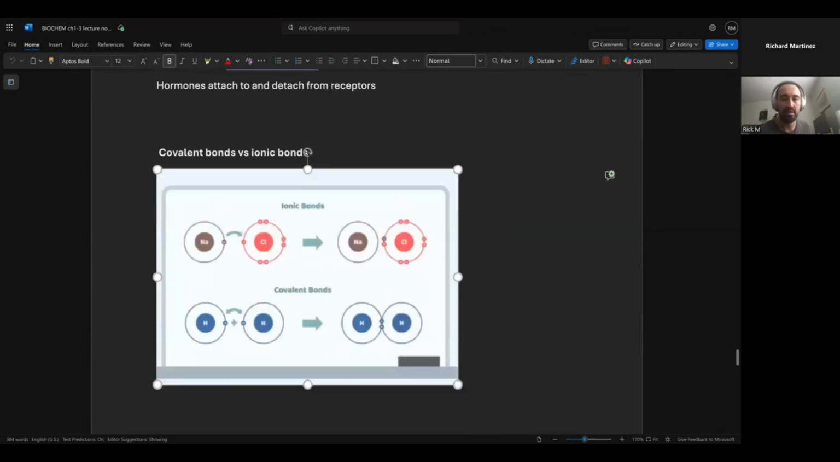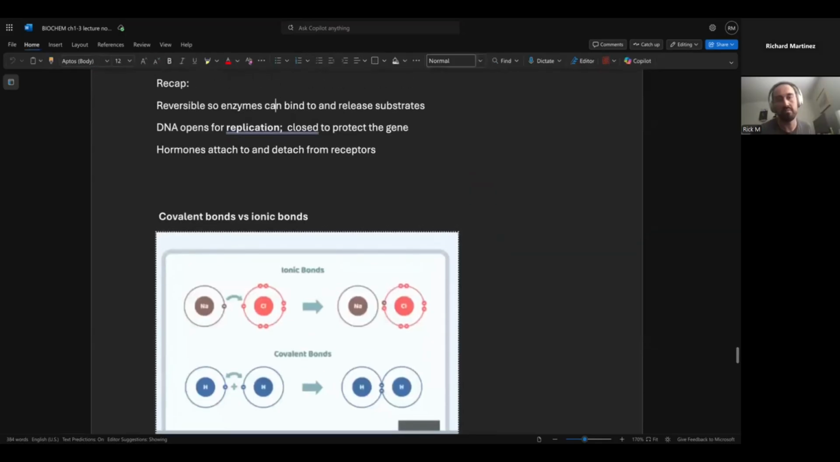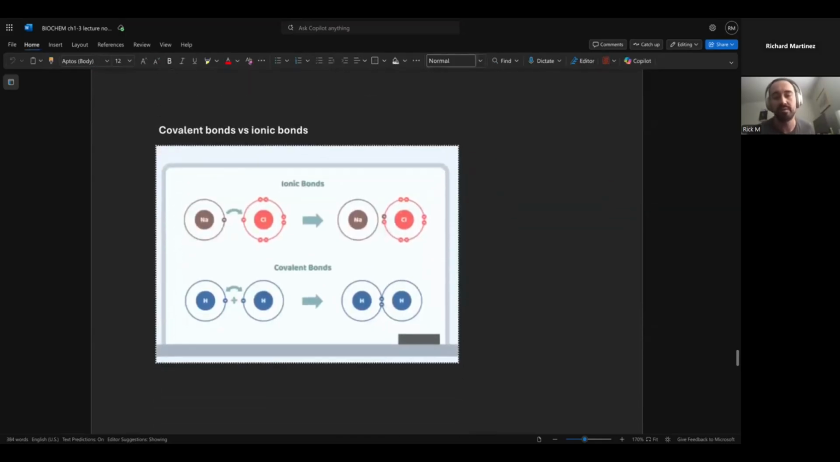Okay. There's one more I put in there. Oh, enzymes, of course. Enzymes have to be reversible. And after an enzyme is used, it replenishes itself. So it's very cool.